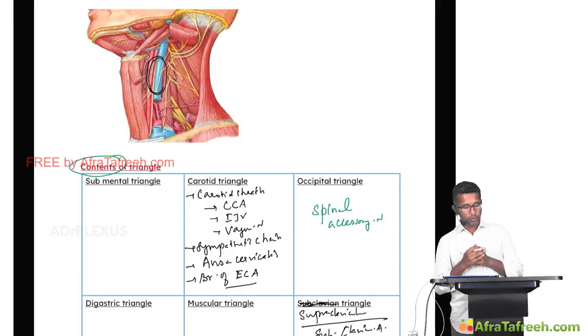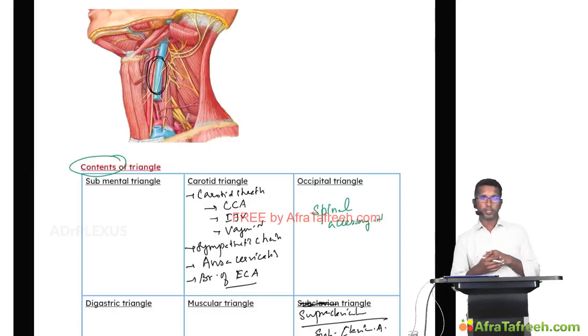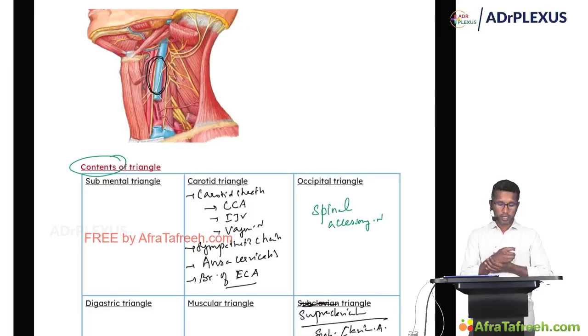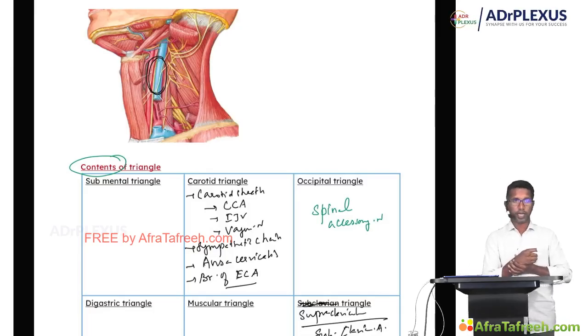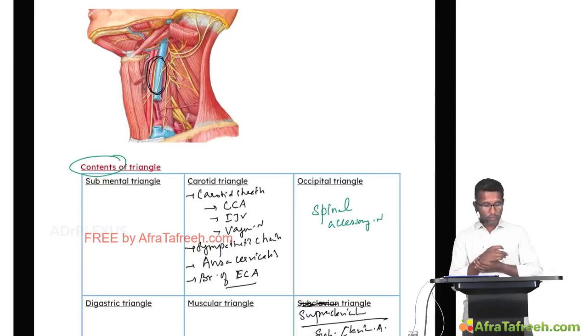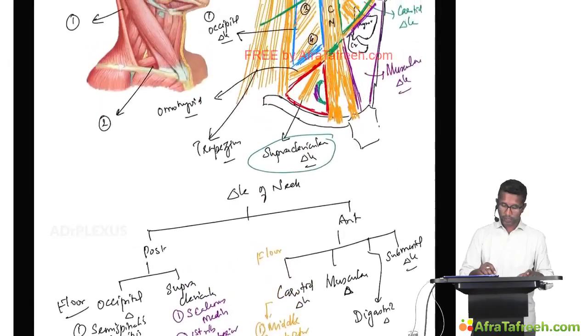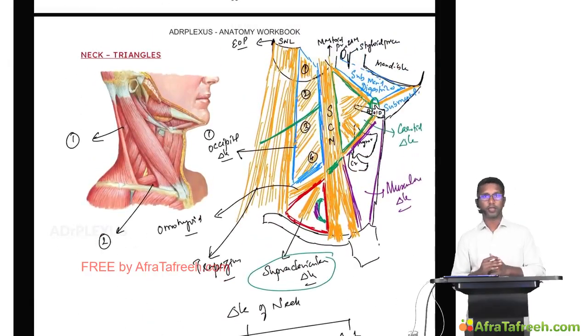When you go proximally, you can also see the distal part of the parotid gland in this triangle. You can also see a part of the spinal accessory nerve and the hypoglossal nerve running in this triangle. So this is a very, very important triangle. I just highlighted the important contents here. With this we'll move to the next triangle of the neck region, that is the digastric triangle.